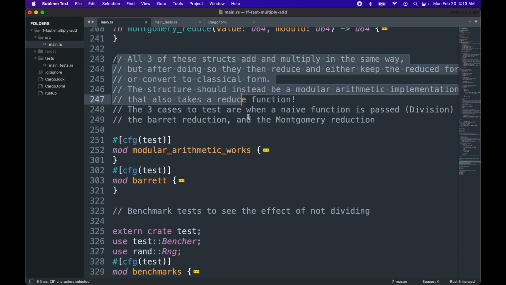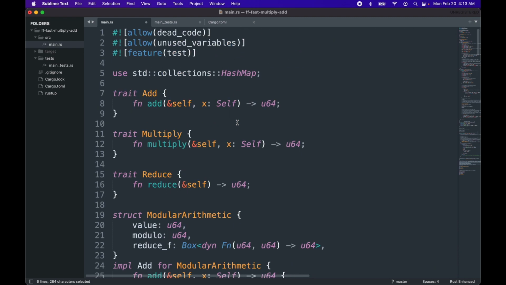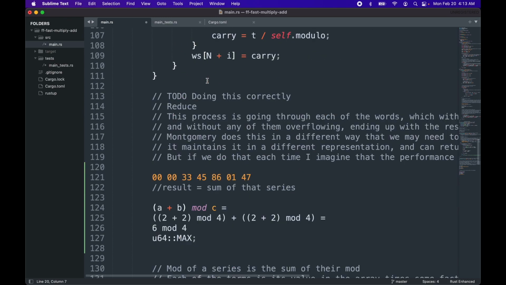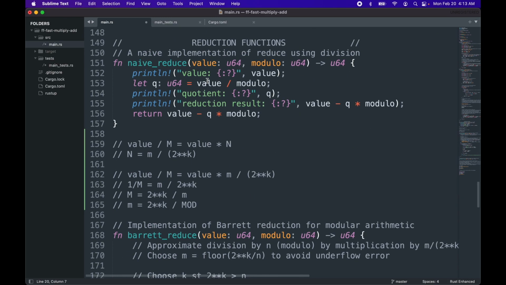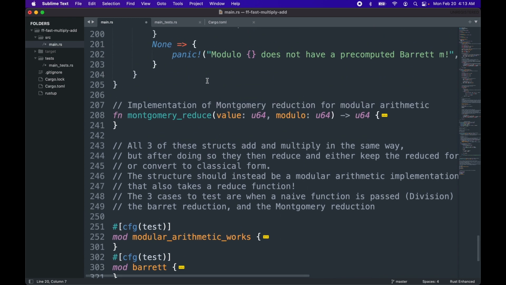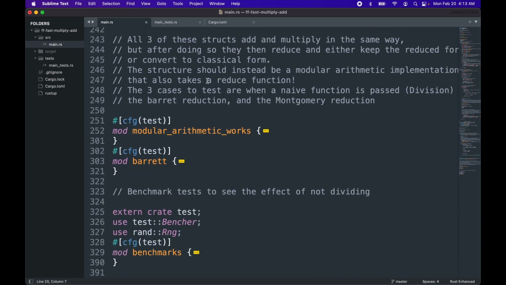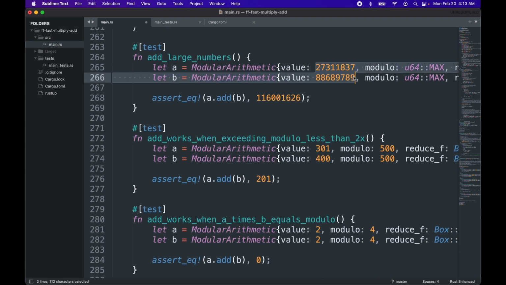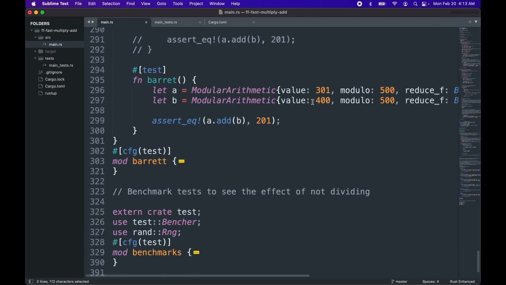So this is just about how I ended up structuring things. I at first made 3 different classes, but eventually came to, well, all of these things are modular arithmetic. They have a value, a modulo, and some reduction function. And then down below, ideally this would be separated out into another test file as things grew, but these are different testing modules. Just checking that modular arithmetic works for some of the examples given in the slides. And then checking Barrett, and then doing benchmark tests.